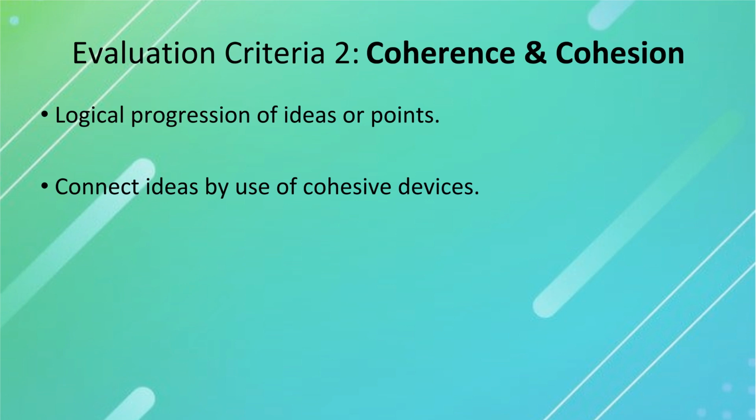Cohesion means connecting ideas when you move from one idea to the next. You indicate cohesion by using cohesive devices, using words like moreover, furthermore, secondly, thirdly, and many others. So in your writing, when you move from one idea to the next, be sure to use one or the other cohesive device to indicate progress.